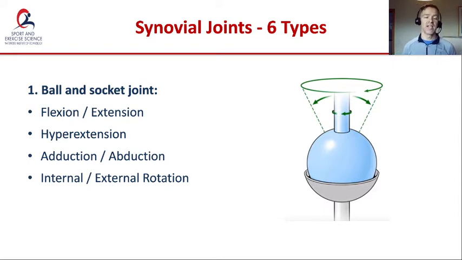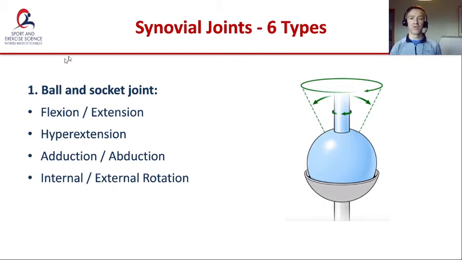The first one is a ball and socket joint. This is the type of joint that we see at our shoulder or at our hip, and essentially a ball fits into a socket, and it allows lots of types of movement like we see in the image here. If you've got a ball fitting into a socket, you are free to move in many directions. A ball and socket joint will allow for flexion and extension, hyperextension, adduction and abduction, internal and external rotation.